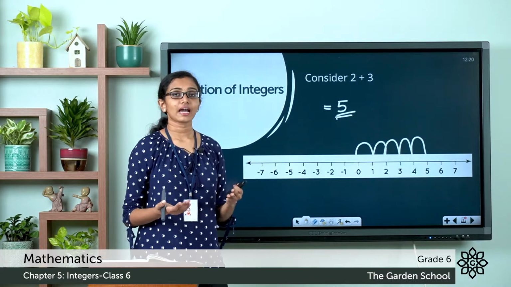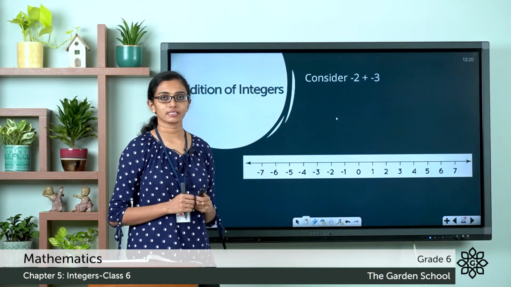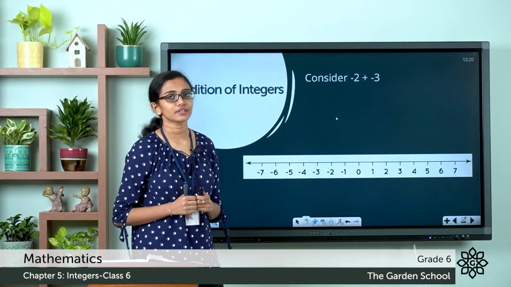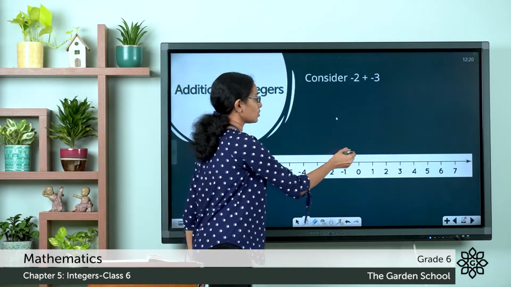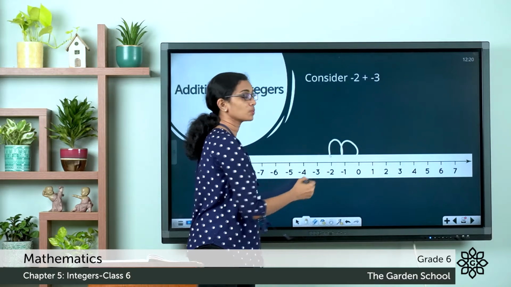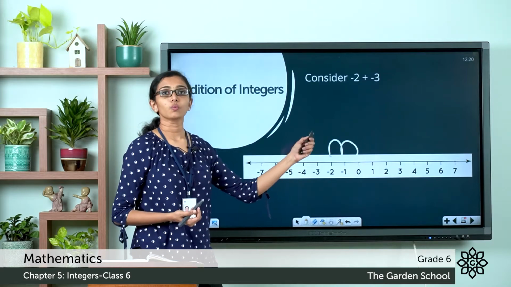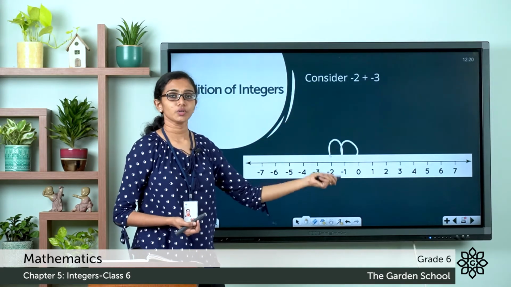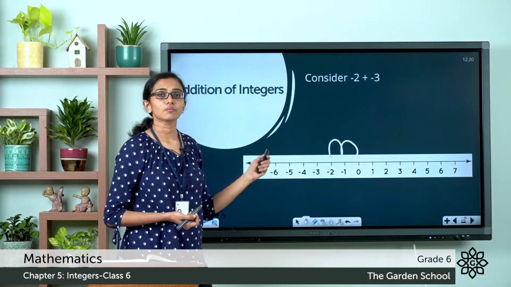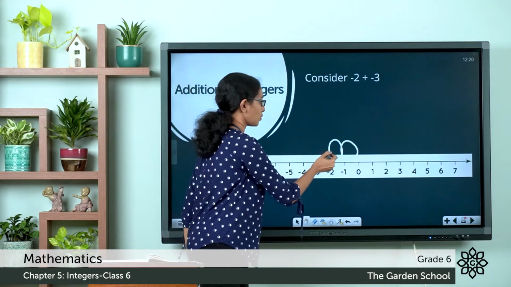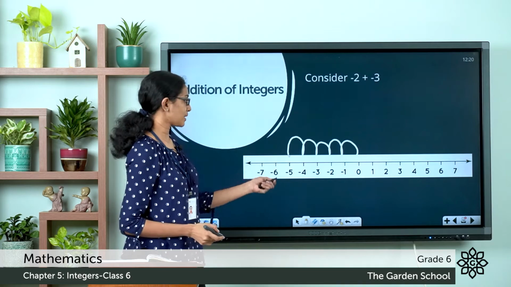Now we will see how we can add negative integers. You see this example, minus 2 plus minus 3. So both the integers are negative integers. So first we need to reach the point minus 2. So from 0 we took 2 steps backward or towards the left to reach the point minus 2. Now to this minus 2 we need to add minus 3, which means you have to take 3 more steps backward, or you have to move 3 more steps to the left. So 1, 2, 3. So we reached the point minus 5.